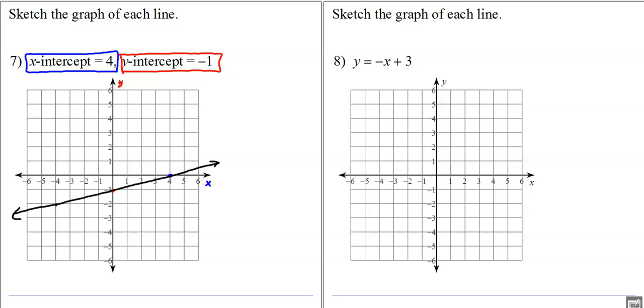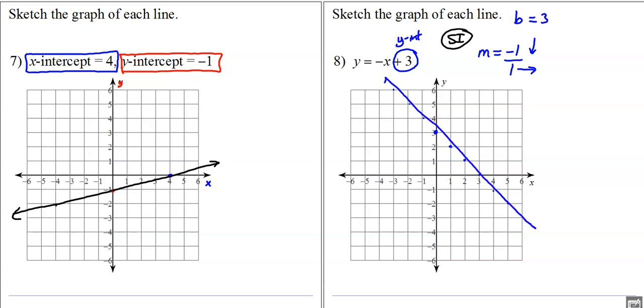Number 8, sketch the graph of this line. Well, this one is in slope-intercept form, so this one should be pretty straightforward. I start with the y-intercept, where I cross the y-axis. I always do that first. So I start at 3. And then my slope, my m, is a negative 1. So b was 3. My m is negative 1. And so now I'm going to put a 1 under it. And remember, negative slopes, we go down and right. So I go down 1, right 1, down 1, right 1. Keep it going. I'm going to run it back the other way. Knock that out. We're good to go.